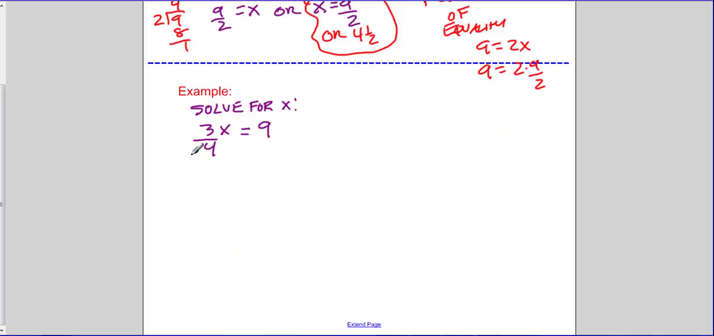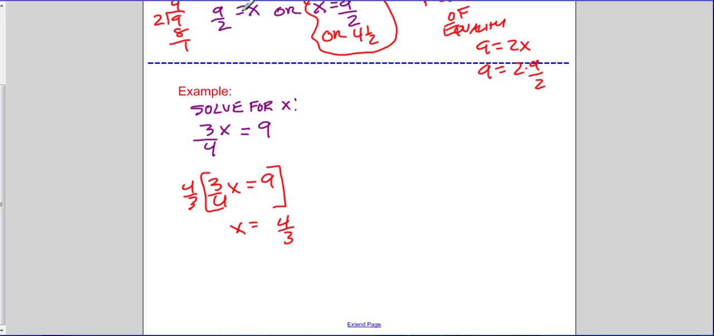So in the next example, 3/4 x equals 9. So what I'm going to do here is I'm going to multiply by the reciprocal. I want to isolate x, get it by itself. So I'm going to multiply both sides by the same thing. Remember, in an equation, what you do to one side, you must do to the other side. So I'm going to multiply both sides by 4/3. So 4/3 times 3/4 is 1, so that leaves me with x equals 4/3.